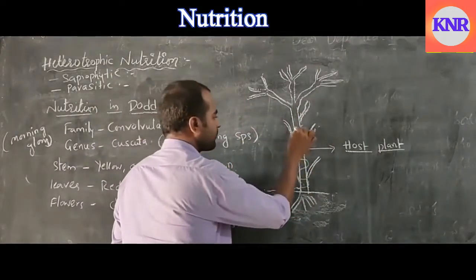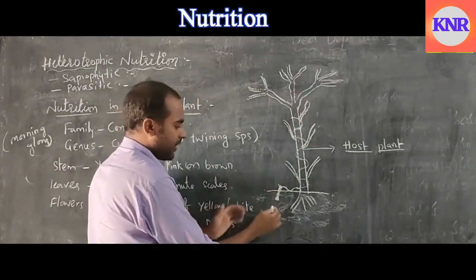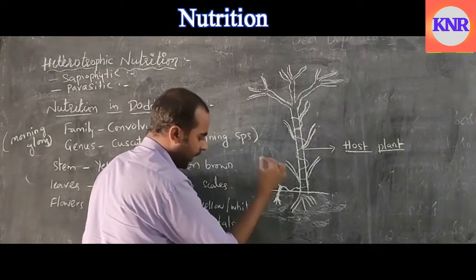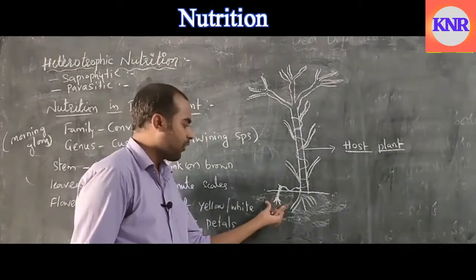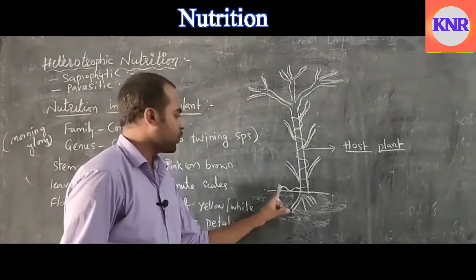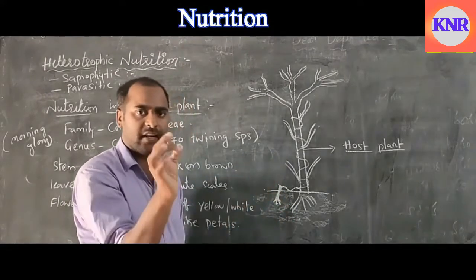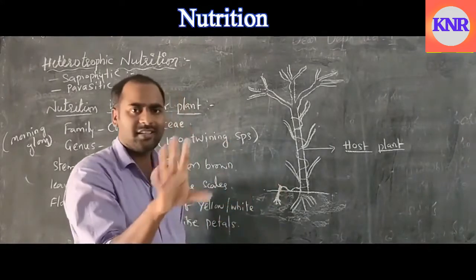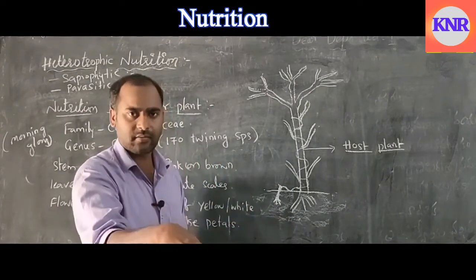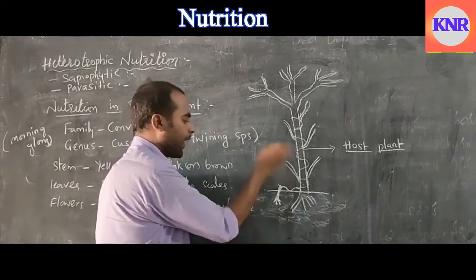Then as it grows, whenever it germinates, a shoot will be formed. At the same time, an anchoring root will be formed. What is the main use of this anchoring root? It gives support to the shoot, to the plant. It doesn't absorb any nutrients from the soil. The anchoring root of the dodder plant just gives support, just like an anchor for a ship.